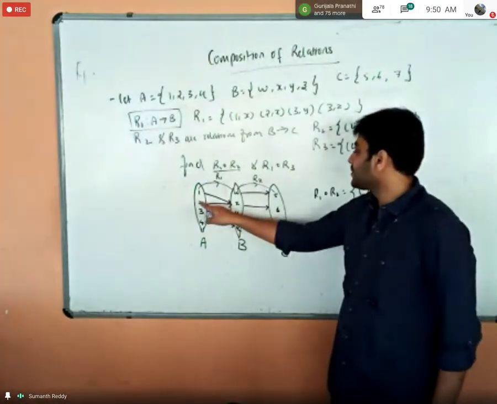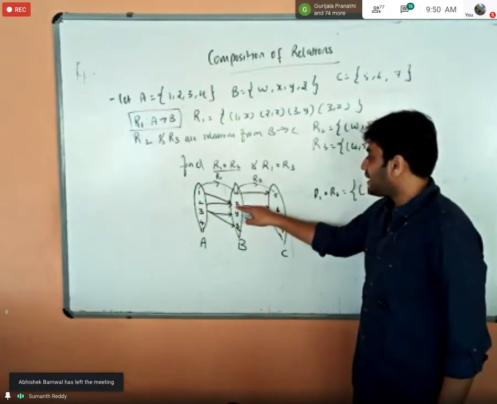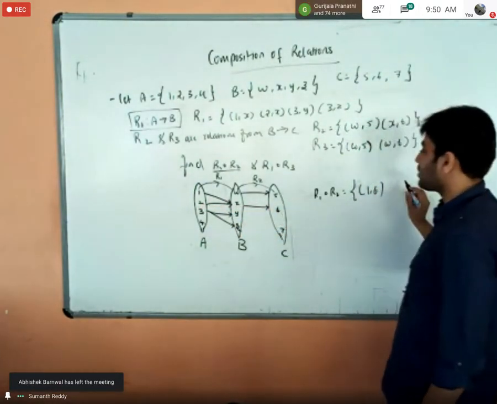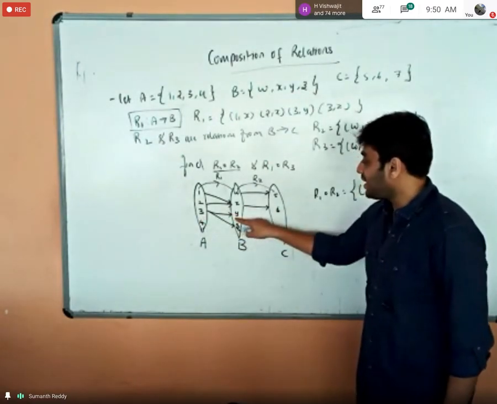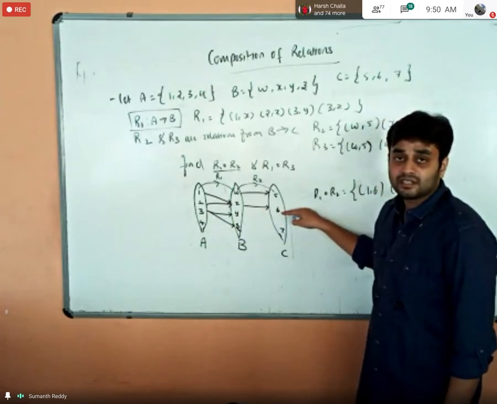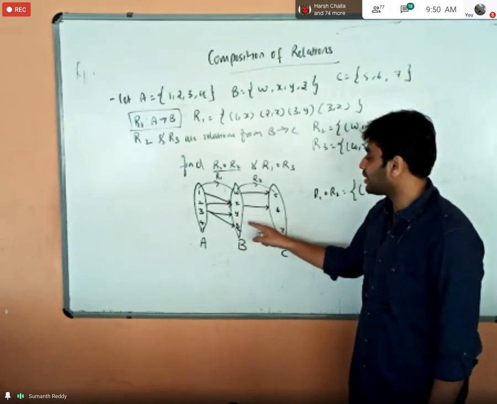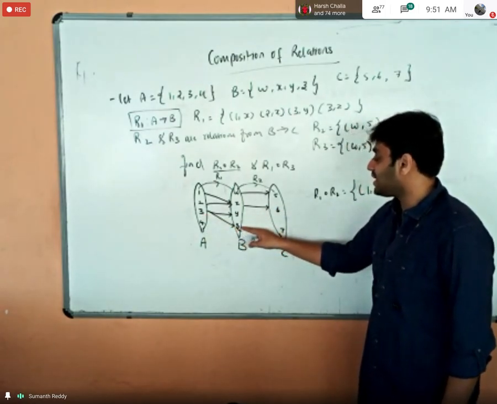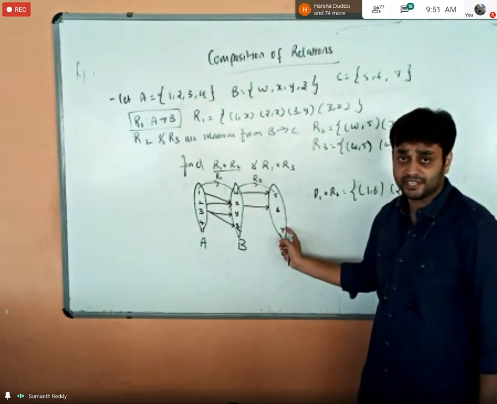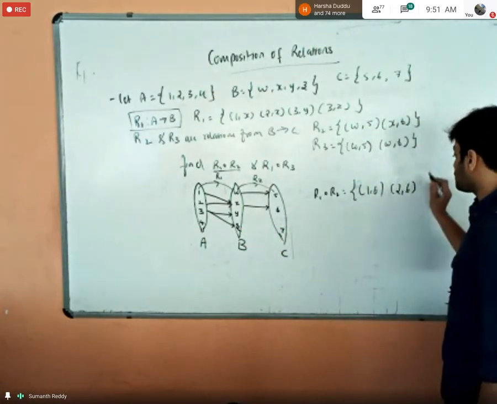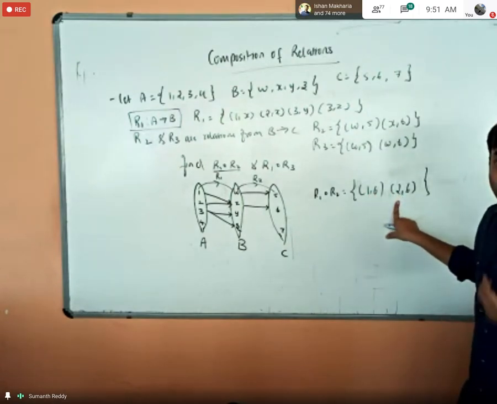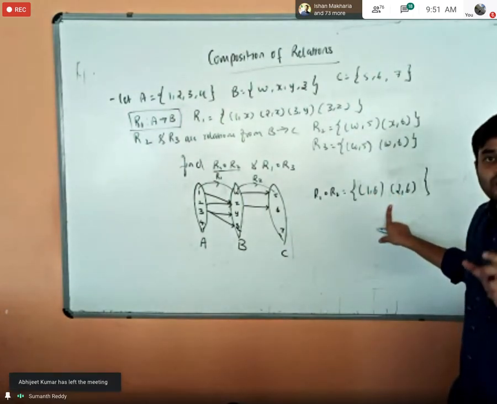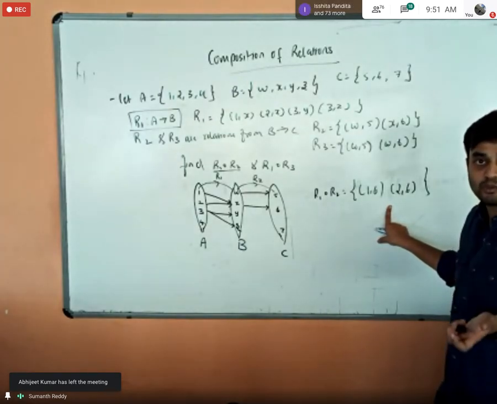Similarly, 2 leads to X and X further leads to 6, so I can write 2 comma 6. Next, 3 leads to Y, but Y does not lead to anything, right? So you cannot continue this. Similarly, 3 leads to Z and Z does not lead to anything further. So this R1 composition of R2 will contain only two ordered pairs, that is 1 comma 6 and 2 comma 6. And I think now you have got some idea about the definition of the composition of relation, right?